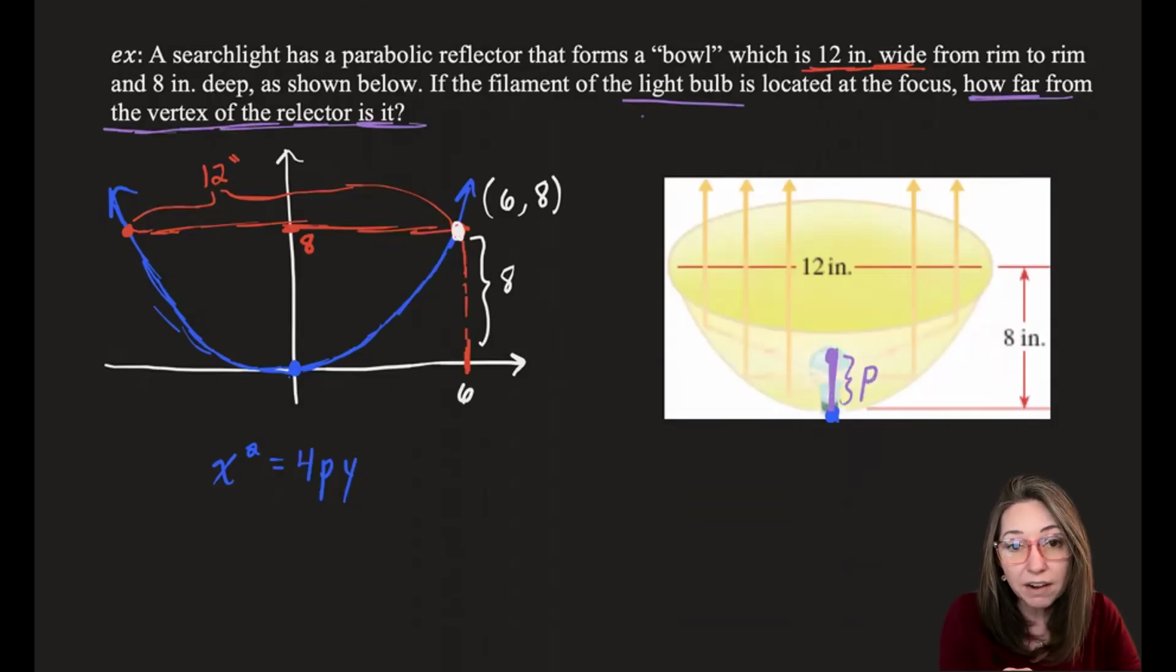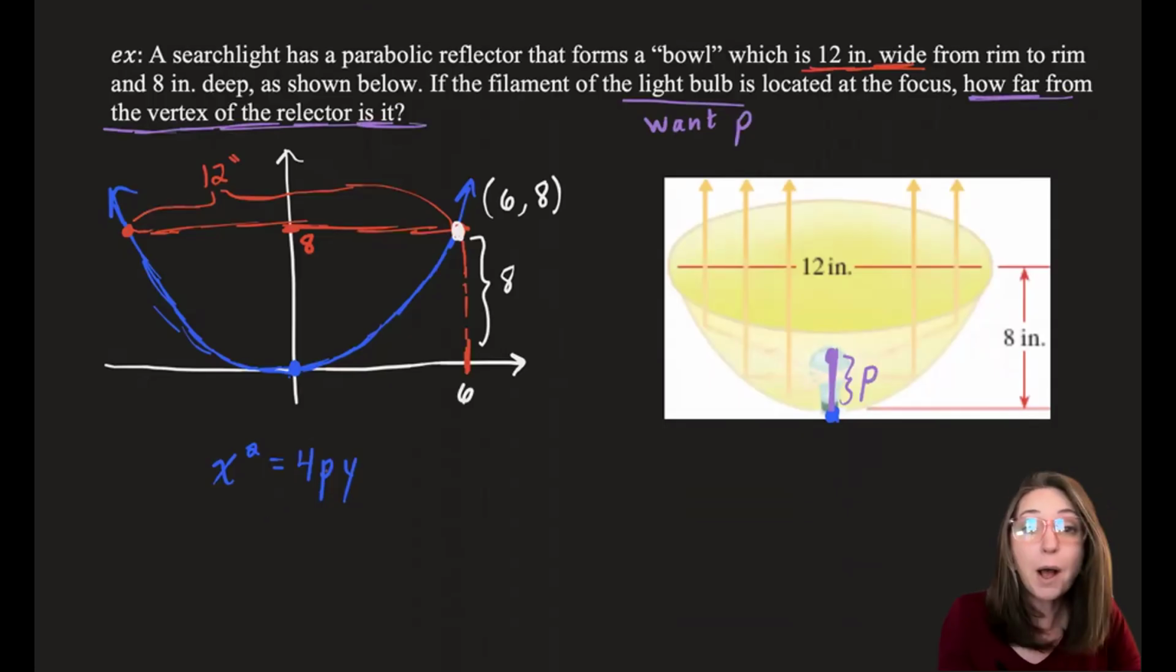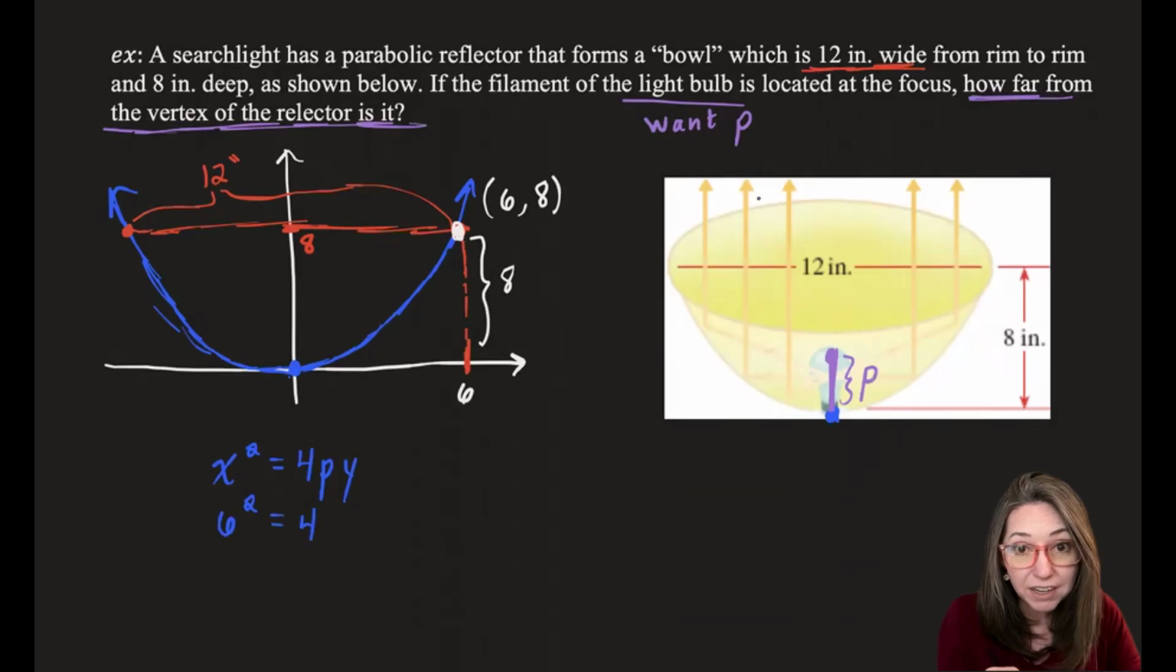So the goal here is to find p. We want p. Well, how are we going to find p? We're going to write an equation of the line, plug in a point, and solve for p. So I'm going to plug in 6 for x right here. Any point on the line would do, but that's the one that would be simplest here because we can calculate 6, 8 based on the description of the bowl given.